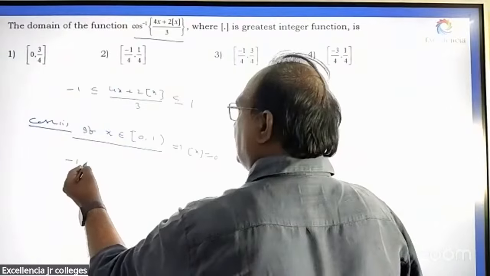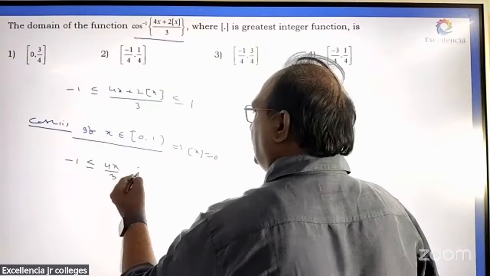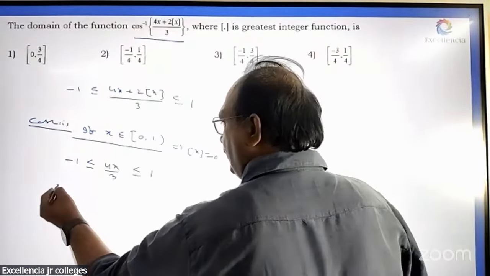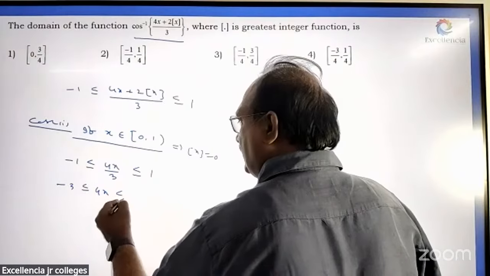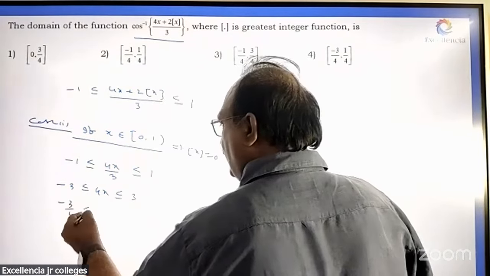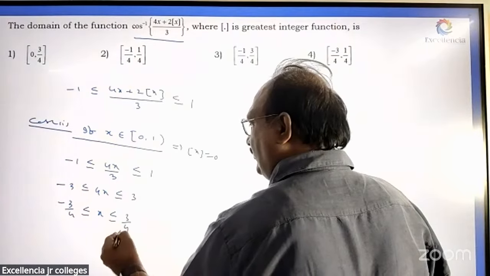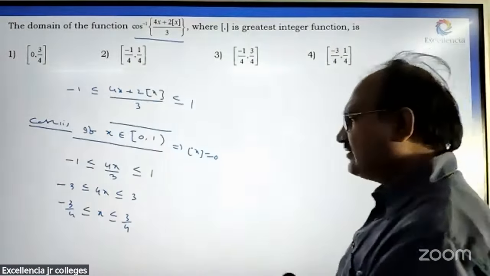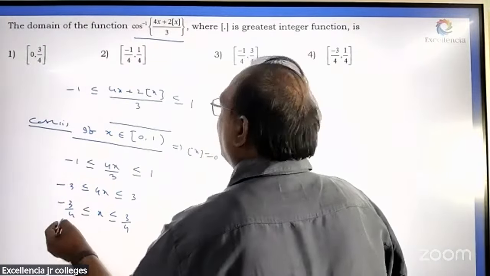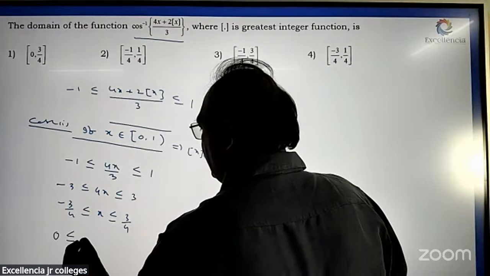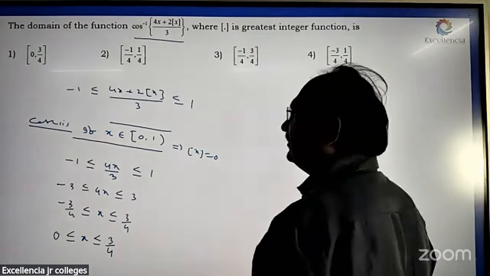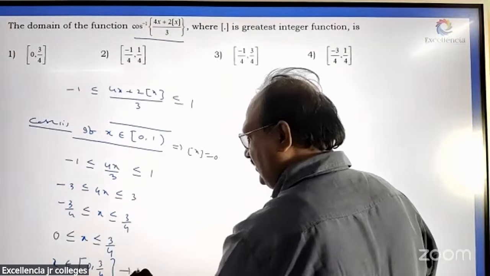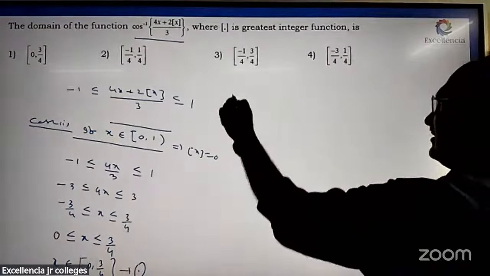So this becomes minus 1 less than or equal to 4x by 3 less than or equal to 1. Then when you multiply it with a positive number, the inequality won't change, that is minus 3 by 4 less than or equal to x less than or equal to 3 by 4. But here, case 1 is what? X is taking only positive values. So I can write this as 0 less than or equal to x less than or equal to 3 by 4. So x belongs to closed interval 0 to 3 by 4. Let us take this one. Now let us take the second case.